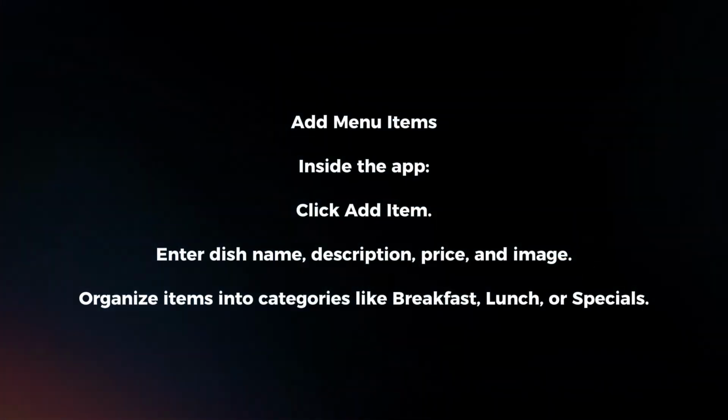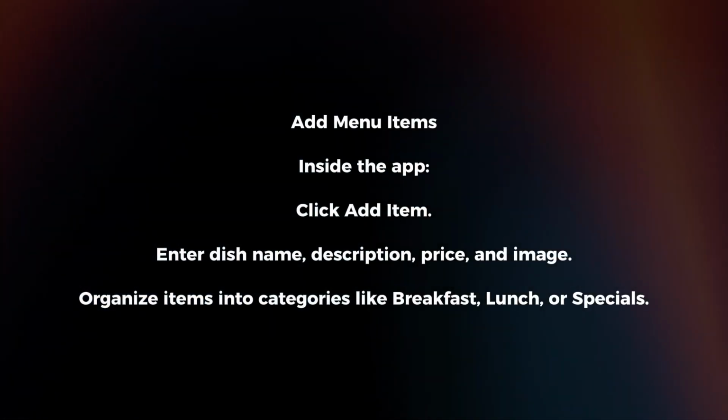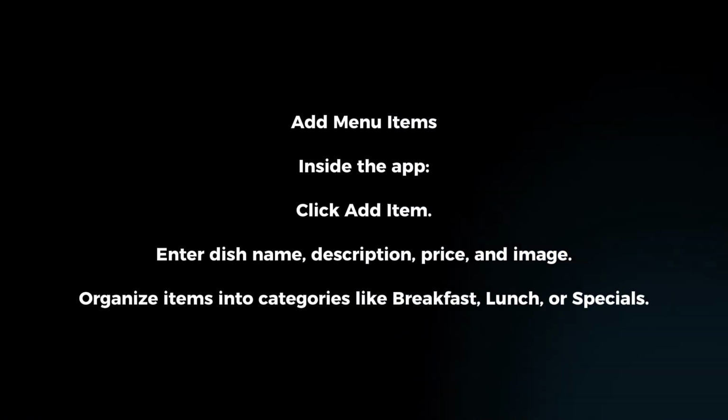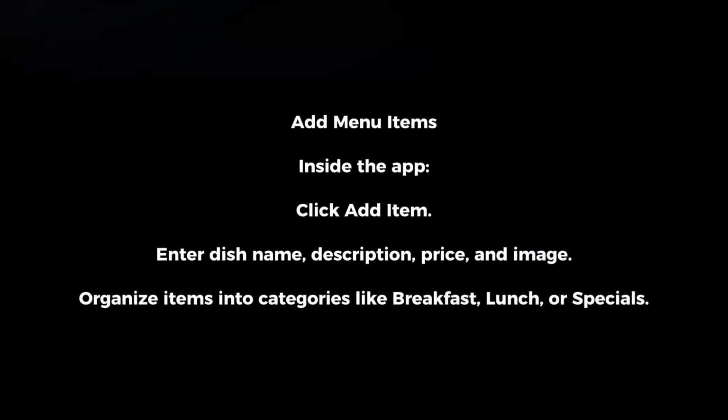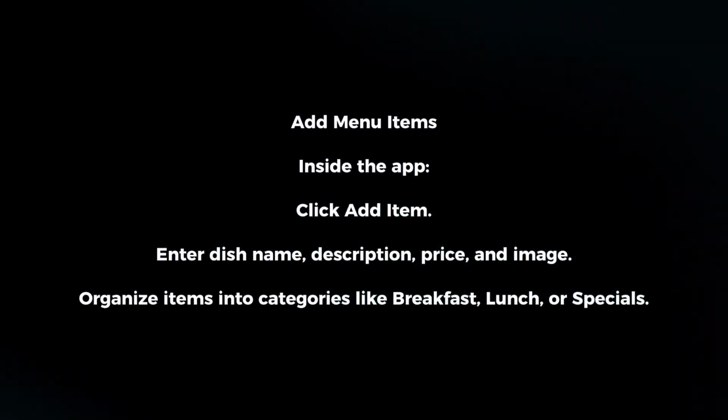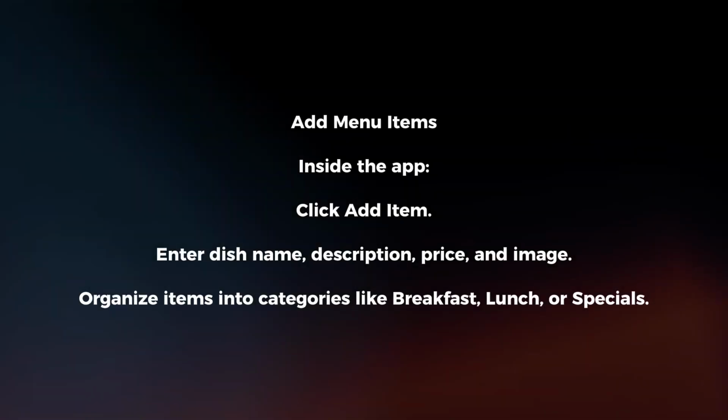Add menu items. Inside the app, click Add Item. Enter dish name, description, price and image. Organize items and categories like breakfast, lunch or specials.